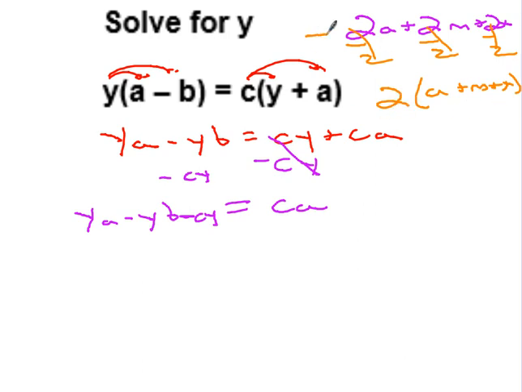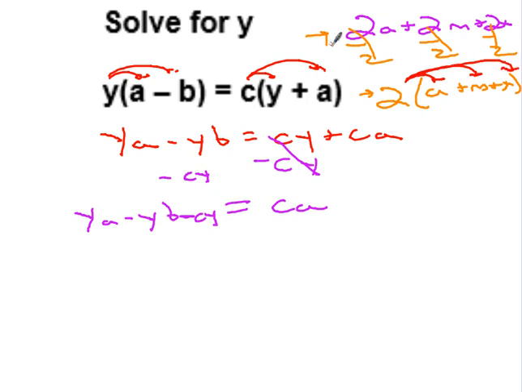So this is the same thing as this. They mean the same thing. These are two different ways to write the exact same expression. I did the distributive property backwards. I just factored out a common factor, because 2 times a is 2a, 2 times m is 2m, 2 times x is 2x.